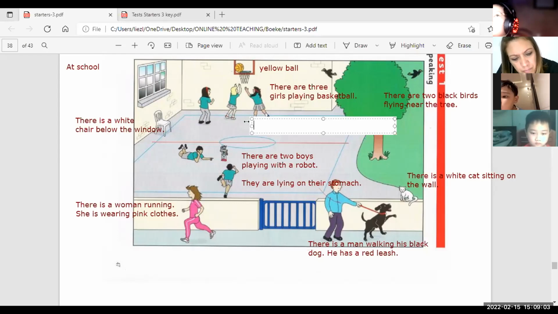There is a man walking his black dog. He has a red hat. You're playing with a yellow ball. Okay, good.